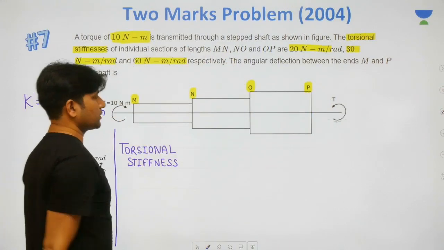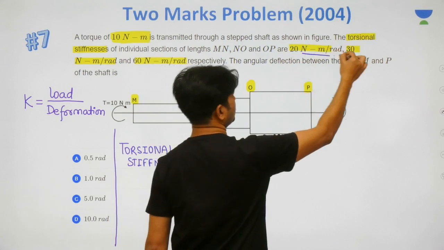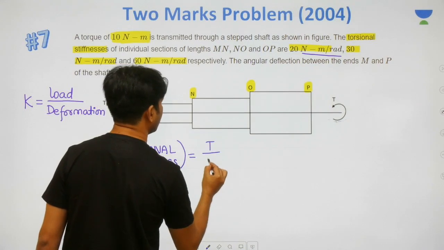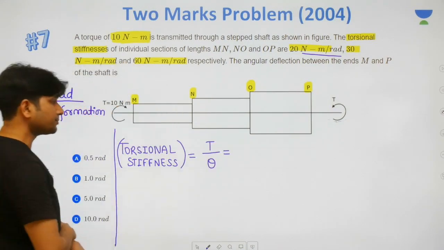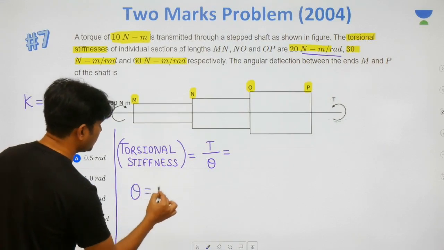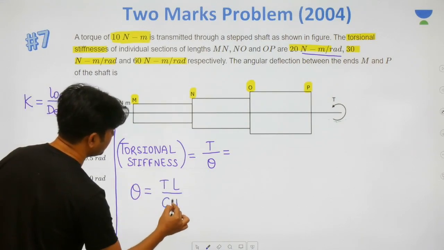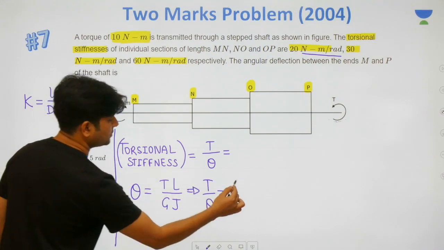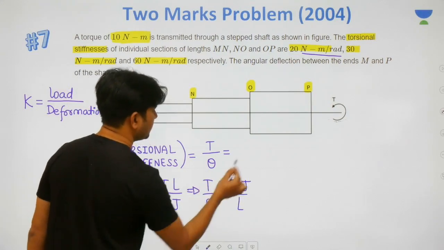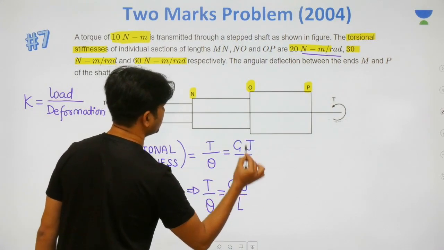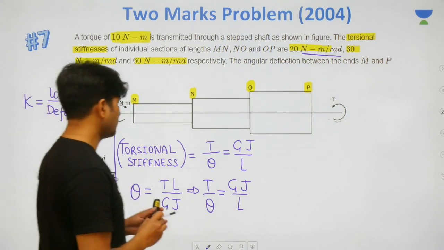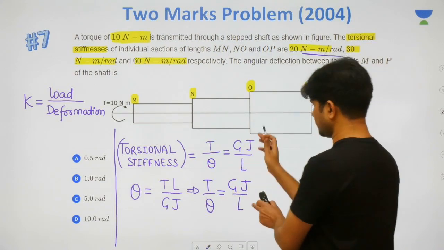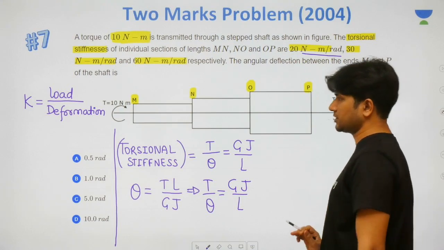How? Look at the unit. The unit of this torsional stiffness is given to you as Newton meter per radian. So Newton meter means torque and radian means angle of twist. Now from the formula theta equals TL by GJ, T by theta is going to be GJ by L. So torsional stiffness is T by theta, and T by theta is equal to GJ by L.